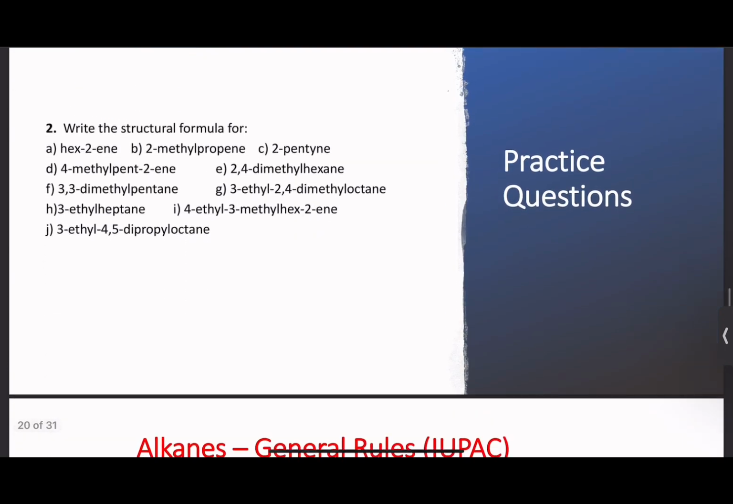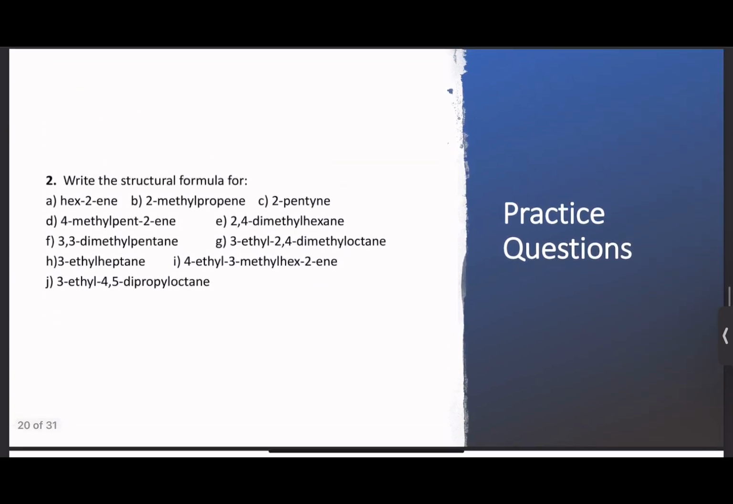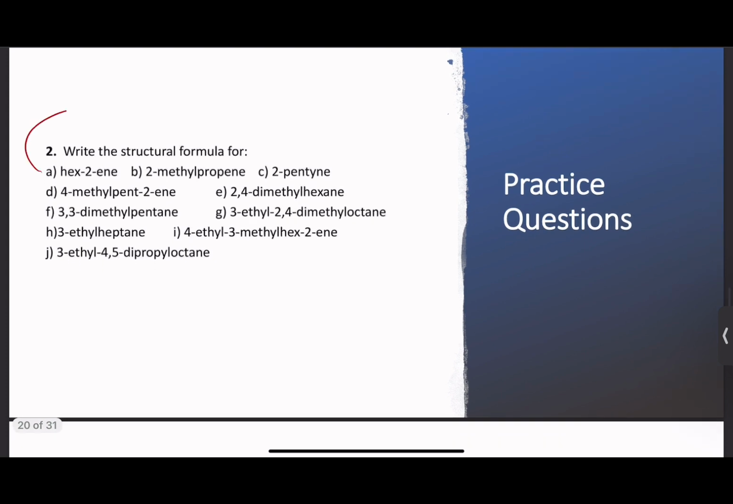Now we have some practice questions here. I'm just gonna draw you guys the line diagrams for a few of them, and then I'm gonna switch on to the next slides over here. So hex-2-ene, you know that hex is 6 carbons, so 6 carbons in here, and I have a second double bond, so 1, 2, so the double bond would be here. So this is A, and then I got 2-methylpropene.